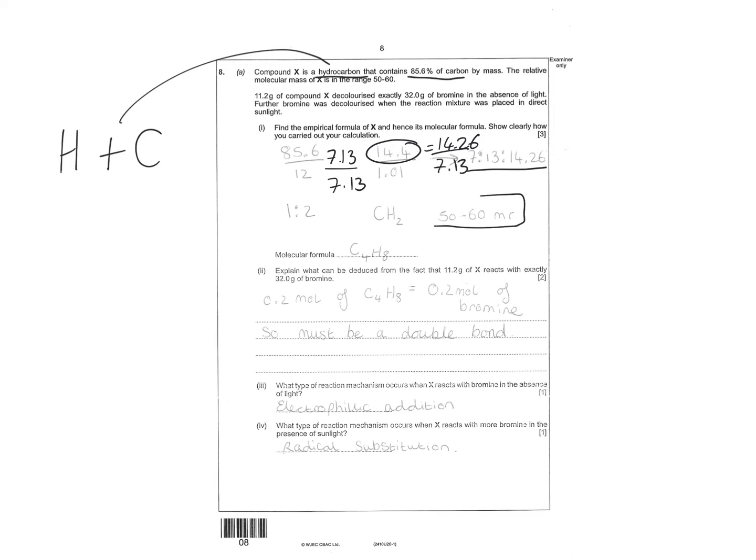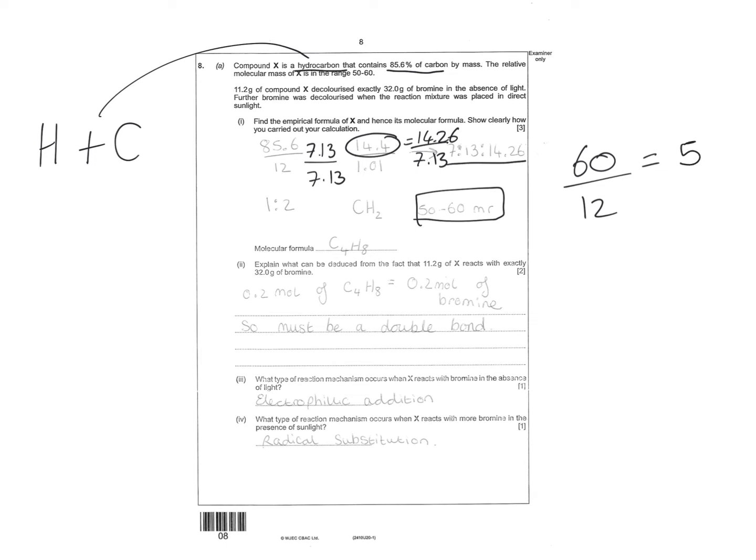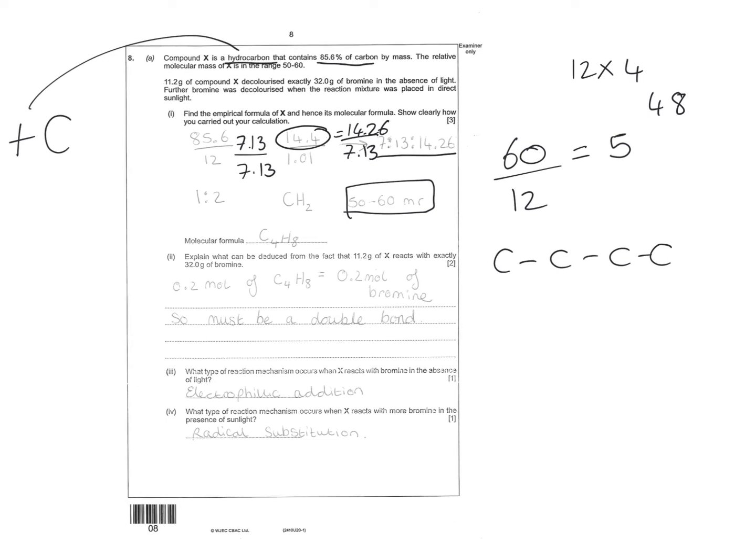It said then the Mr was between 50 and 60. If you do 60 divided by 12, it comes out exact at 5, which isn't helpful to us, because you're not going to just have 5 carbons in a row, okay? So then I realised it had to be 4 carbons. If I did 4 carbons, I've got 12 times 4, which gave me 48 and allowed me to work out then how many hydrogens I'd have to get the Mr between 50 and 60.